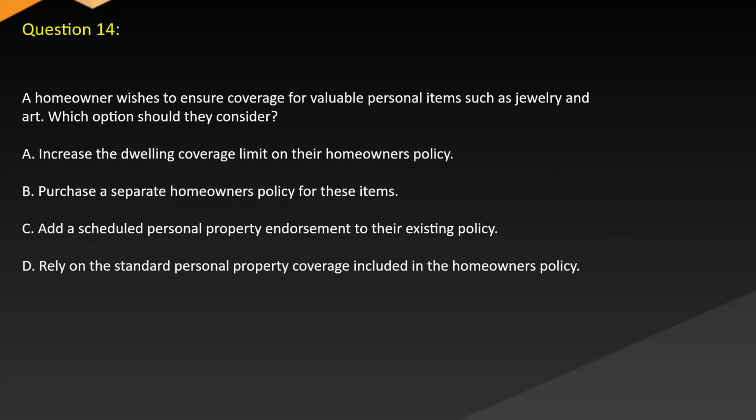Question 14. A homeowner wishes to insure coverage for valuable personal items, such as jewelry and art. Which option should they consider? A. Increase the dwelling coverage limit on their homeowner's policy. B. Purchase a separate homeowner's policy for these items. C. Add a scheduled personal property endorsement to their existing policy. D. Rely on the standard personal property coverage included in the homeowner's policy.